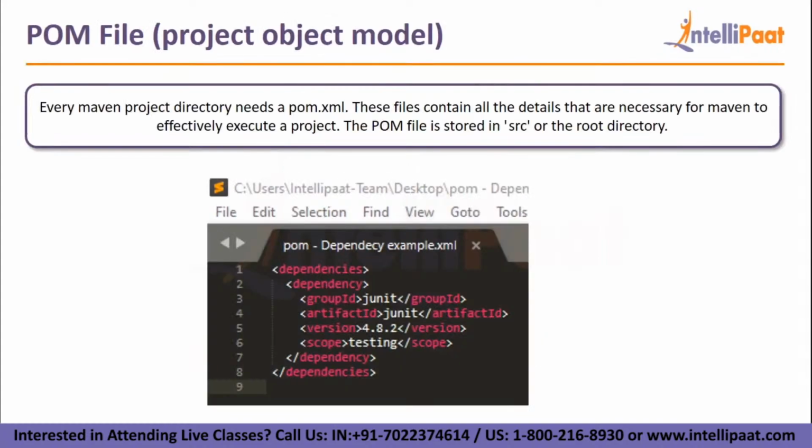Building POM files. Every Maven project needs a POM file. These files contain all the details that are necessary for Maven to effectively execute a project. The POM file is stored in src or the root directory. As you can see, pom.xml files are very important to configure Maven. If they are not present, Maven will not be able to build a project. These are written by developers to make sure that all the requirements that their code might need are told to Maven. If there is no pom.xml file present, Maven will not be able to build the project. These are written by developers based on their needs.